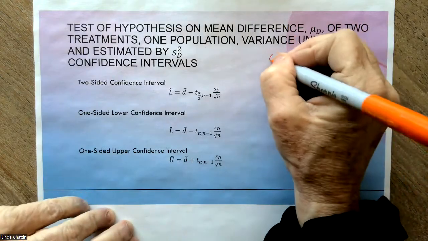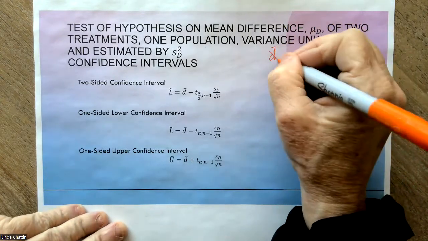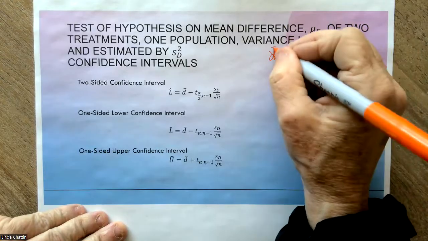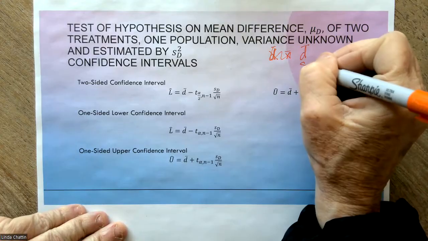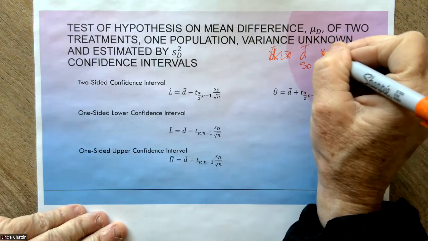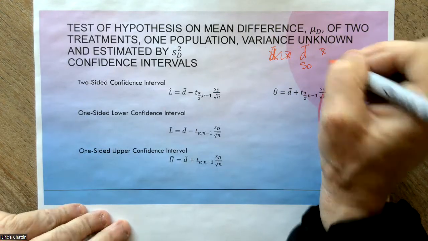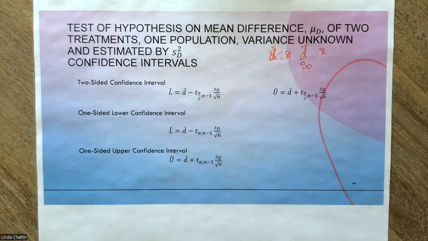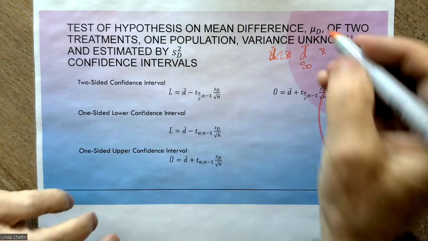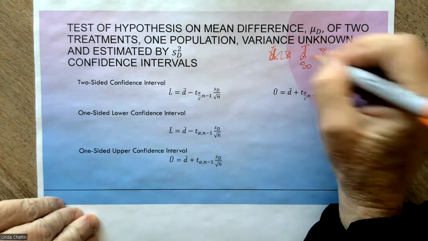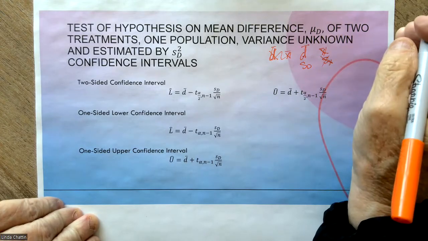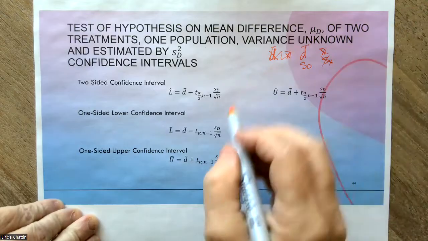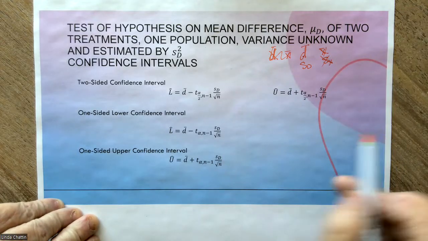So again, d bar in the calculator is going to be x bar. Oh, shoot, did this wrong. Right, we're going to use d bar instead of x bar. We're going to use s sub d instead of s sub x. Yeah, I'm trying to stick with what I was doing here. So not x bar, use d bar. Not s sub x, use s sub d. And that's about it. So here are your formulas.